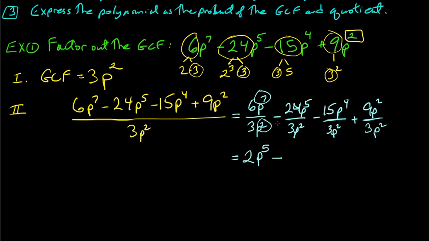And then minus, right, because that's a minus sign. 24 divided by 3 is 8. And then we subtract the exponents here. 5 minus 2 is 3. Minus 15 divided by 3 is 5, and then 4 minus 2 is 2.